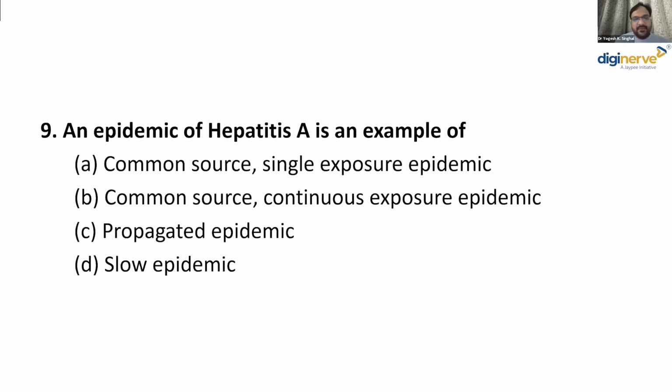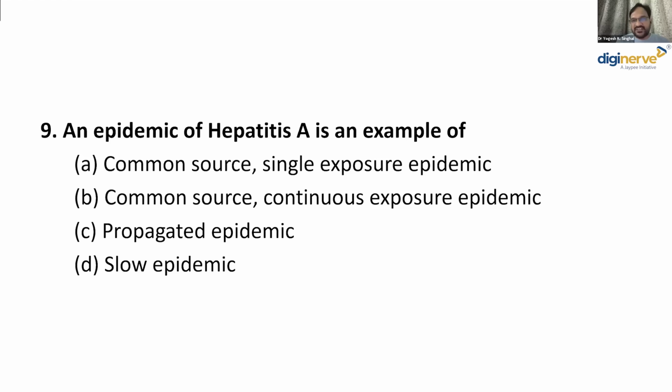Okay. An epidemic of hepatitis A is an example of what? Here they have given the word epidemic, and hepatitis A is a waterborne disease. It is an epidemic of infection, and a single exposure will not be possible. It will not happen that someone put a huge amount of hepatitis A virus on the earth at one time. Common source single exposure is usually like the Bhopal gas tragedy and accidental bomb blasts.